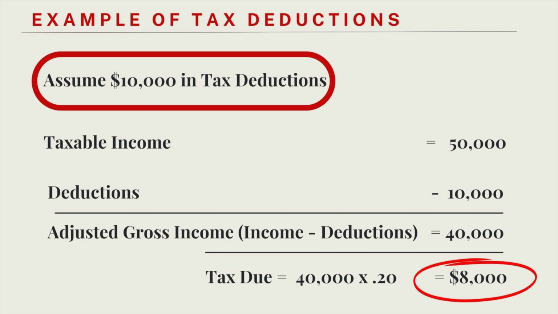Now, let's say that you have $10,000 in tax deductions. Because a tax deduction reduces your taxable income, you subtract the $10,000 from your taxable income before you apply your tax rate. So if your taxable income is $50,000, less the $10,000 in deductions, you have an adjusted gross income. That just means your income less deductions, totaling $40,000. Then you apply the tax rate of 20%. So you take $40,000 multiplied by 0.2, and your tax due equals $8,000.